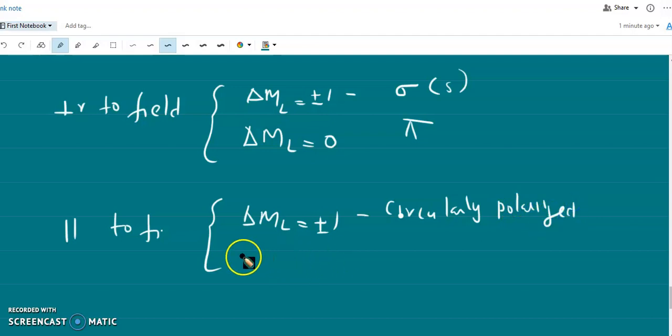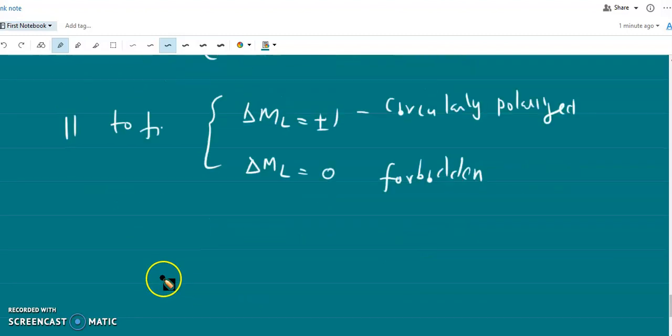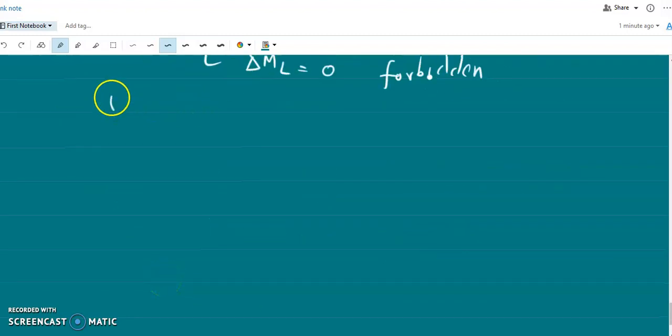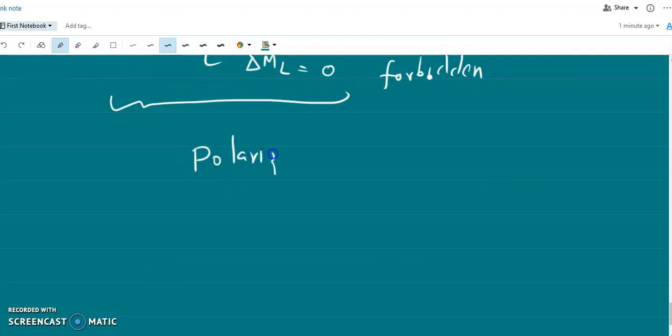And delta ml equal to 0 is forbidden, we cannot see that line. When viewed parallel to the field, delta ml equal to 0 is forbidden. So these are called the polarization rules for Zeeman effect.